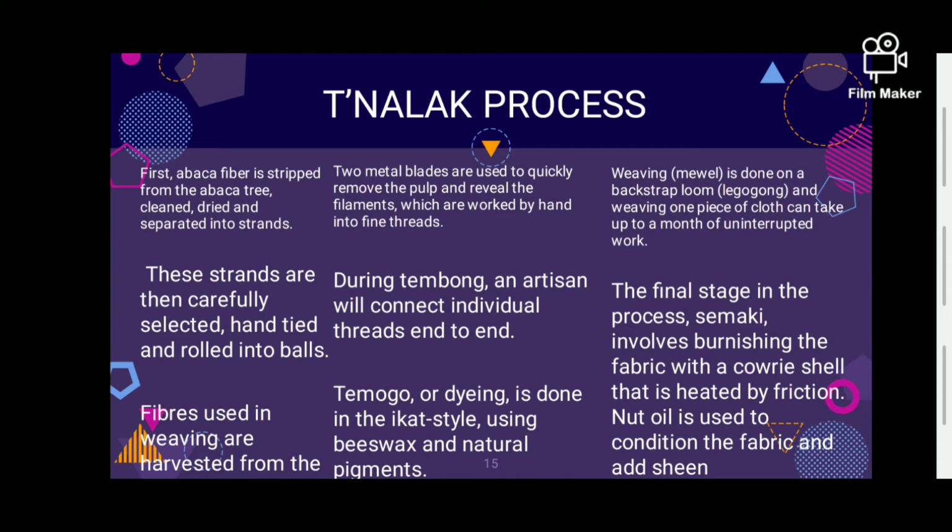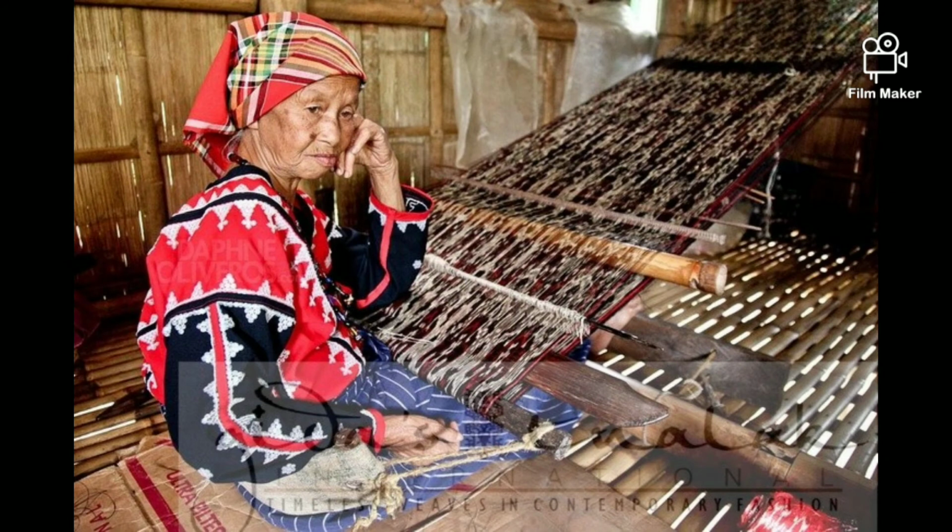During tembong, an artisan will connect individual threads end to end. Temogo, or dyeing, is done in the ikat style using beeswax and natural pigments. Weaving, or mewel, is done on the backstrap loom, or legogong, and weaving one piece of cloth can take up to a month of uninterrupted work. The final stage in the process, semaki, involves burnishing the fabric with a cowrie shell that is heated by friction. Then nut oil is used to condition the fabric and add sheen. And that is how T'boli women make T'nalak.